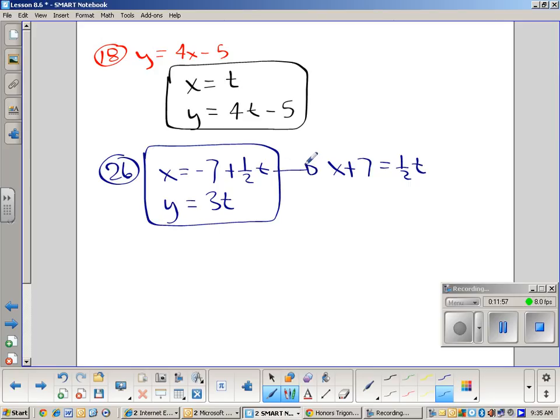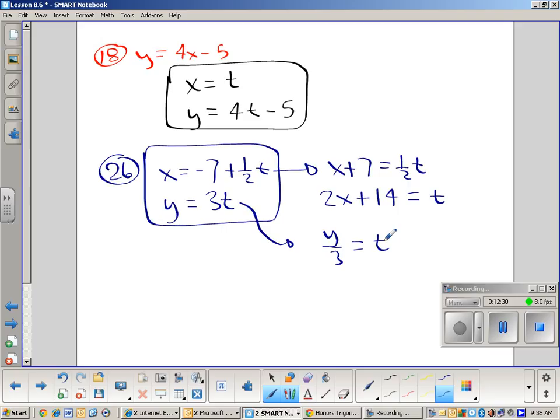I add 7 to both sides. Now what do I do to solve for t? Times everything by 2. So I get 2x plus 14 is equal to t. Do you agree with that? Then on the other one, what do I do to solve it for t? Divide both sides by 3, and so I get y over 3 is equal to t. Do you agree?